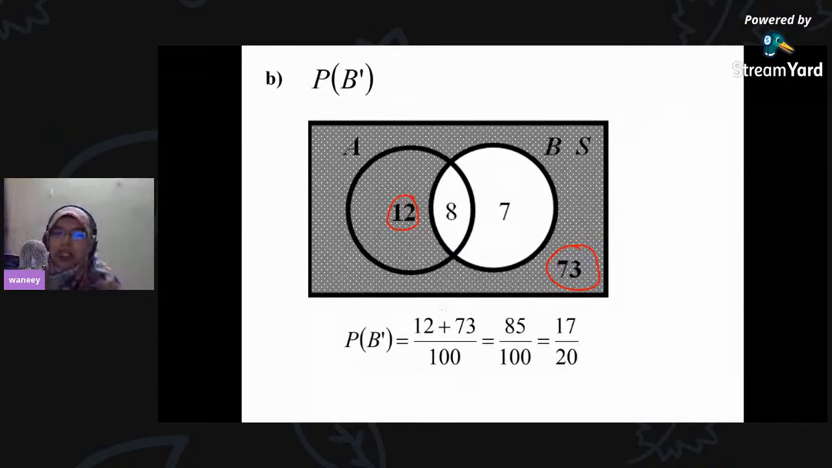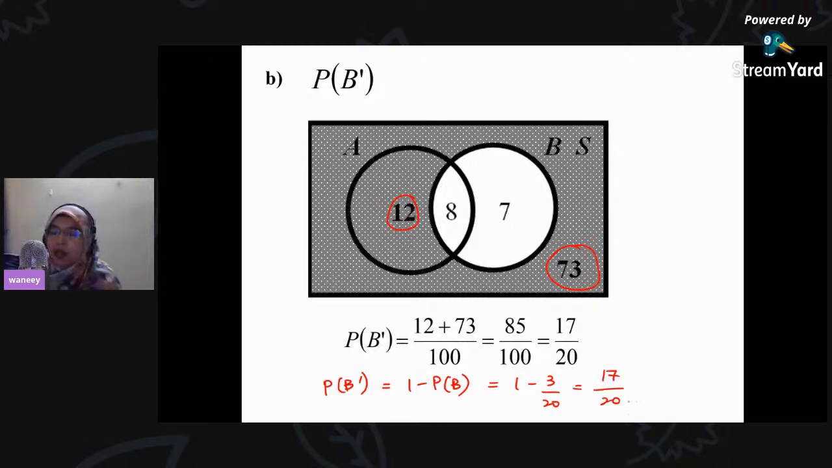Okay, so this is probability of B prime. Or actually, we already have PB earlier, right? So if you don't want to use the Venn diagram, you can say that PB prime or B complement, this is actually 1 minus probability of B. So you can do 1 minus 3 over 20 and you will get the same answer over here, which is 17 over 20. So benda yang sama sajalah. Cuma since the question asks us to use the Venn diagram, so kita cuba tengoklah kalau berdasarkan Venn diagram dapat nilai berapa. Okay, so that is B. So let us proceed to C.